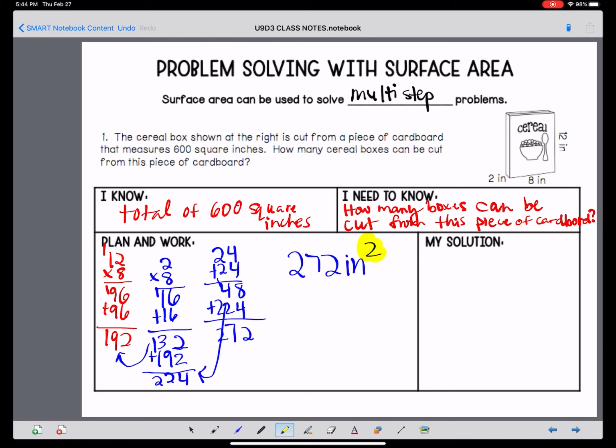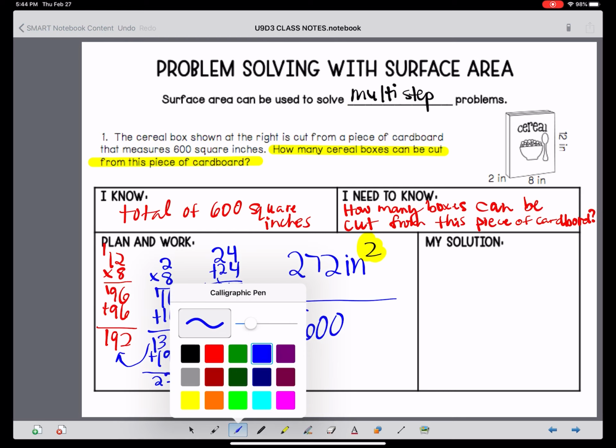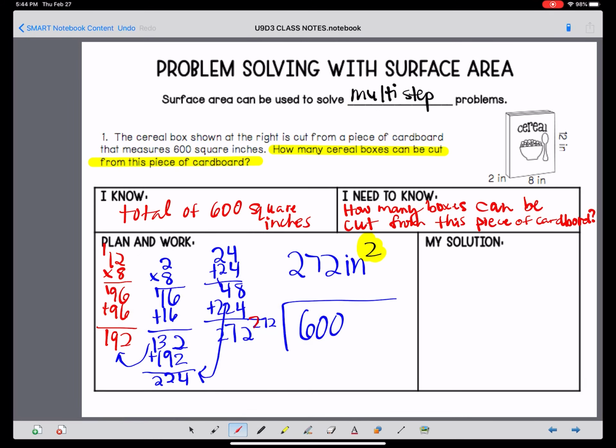Now here's what our answer is going to be. The question, if you'll refer back to question number 1, says the cereal box shown at the right is cut from a piece of cardboard that measures 600 square inches. How many cereal boxes can be cut from this piece of cardboard? So we're going to have to take 600 and divide it by 272 in order to find how many cereal boxes we could make.